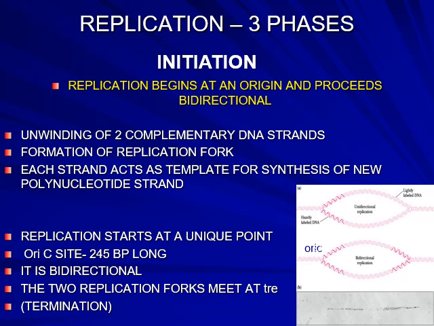Now, does it start at a particular point? Yes, the particular point at which initiation occurs is known as the site of origin, that is the OriC site. This is a unique point, and this site is around 245 base pairs long. The replication is bidirectional, and the two replication forks will meet at a point which is known as the termination site.